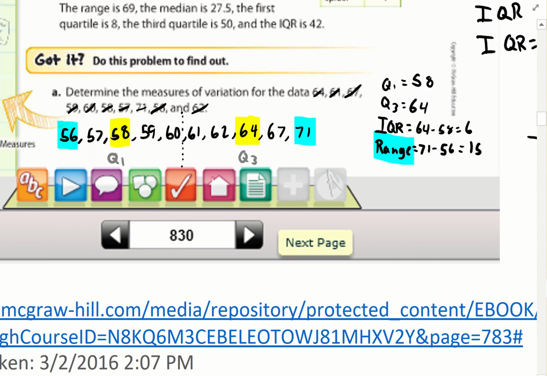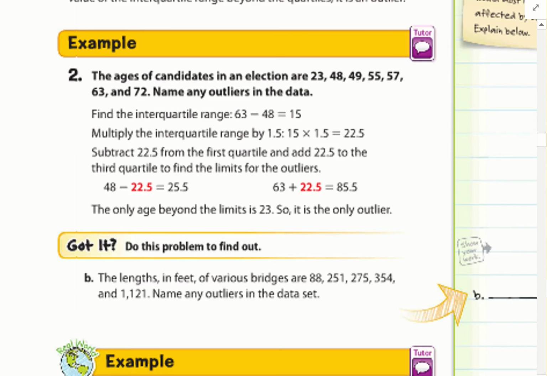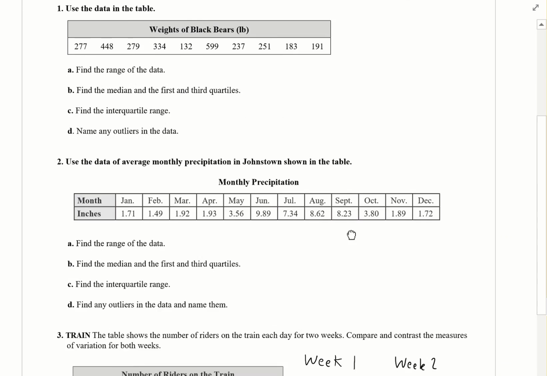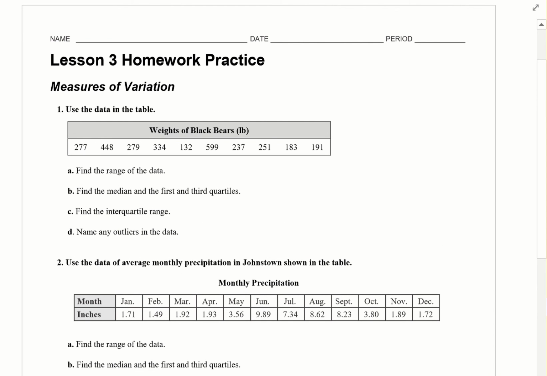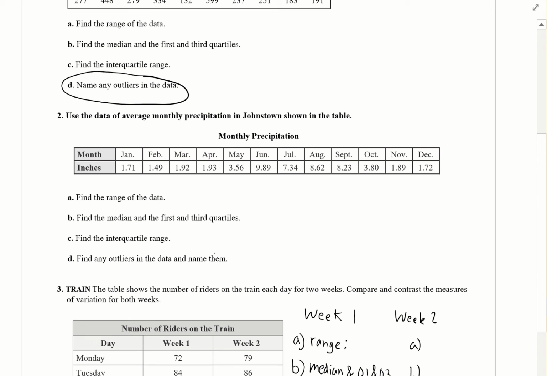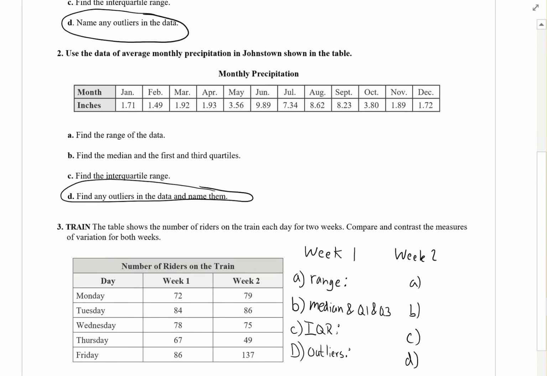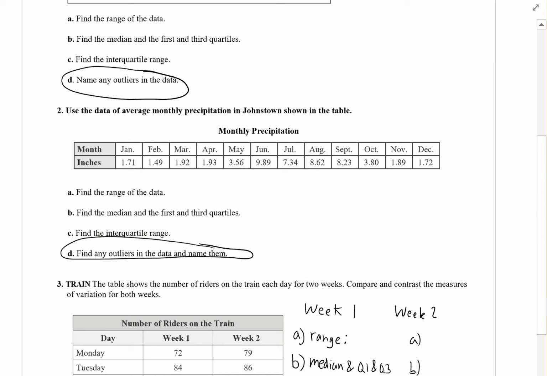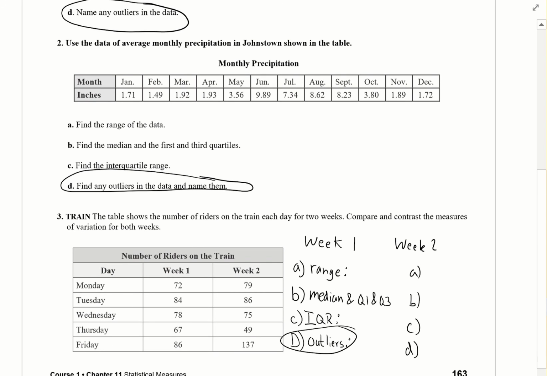And that's all I'm going to explain today. The next lesson will be going over outliers. For my class, your homework, I still want you to do all the homework. Just don't do D yet. You'll be doing the outliers afterwards. So get a head start on your homework, just don't do any of the outliers yet.